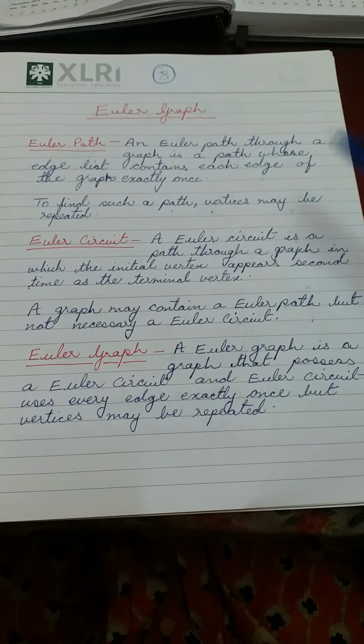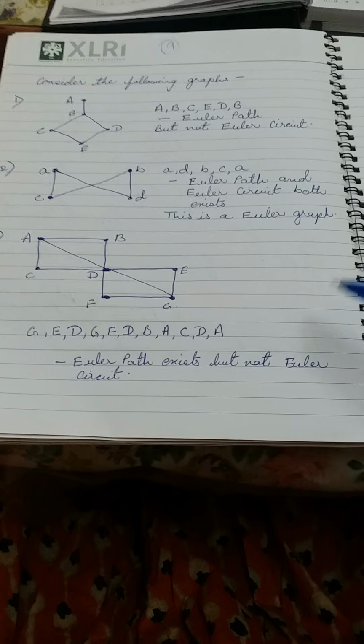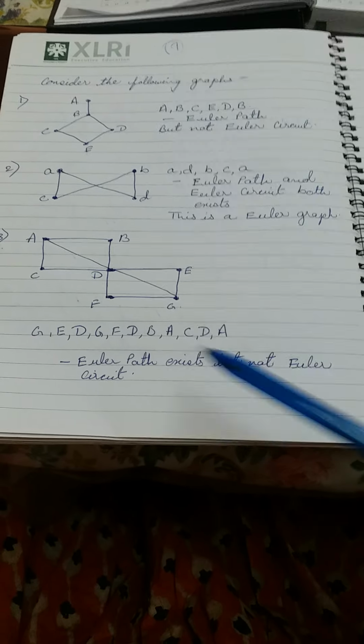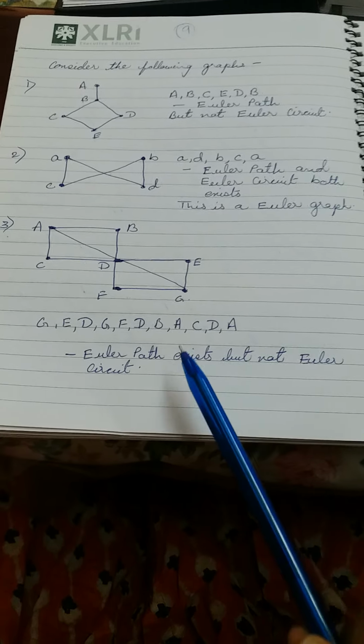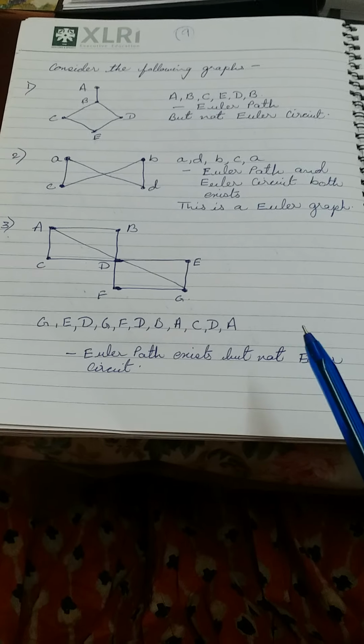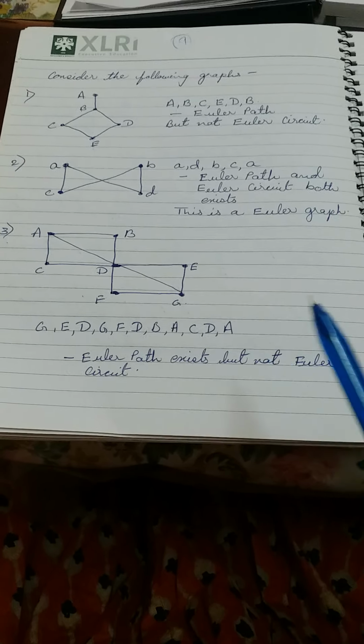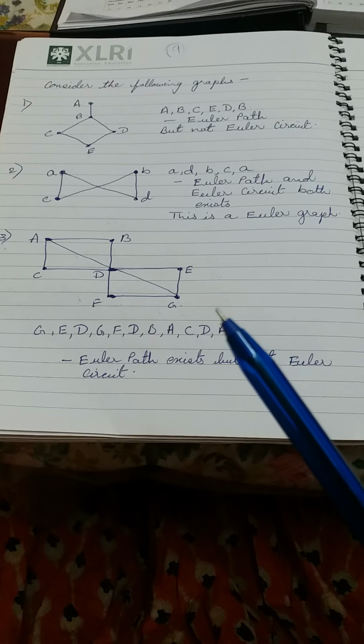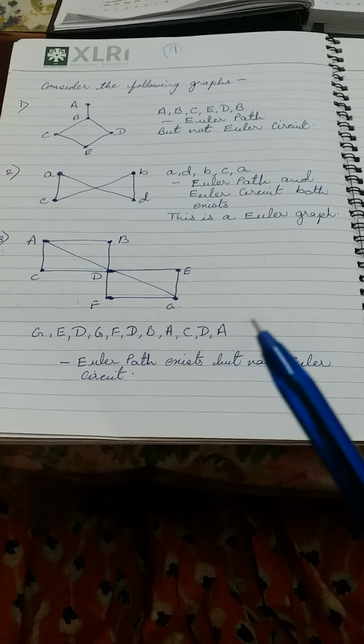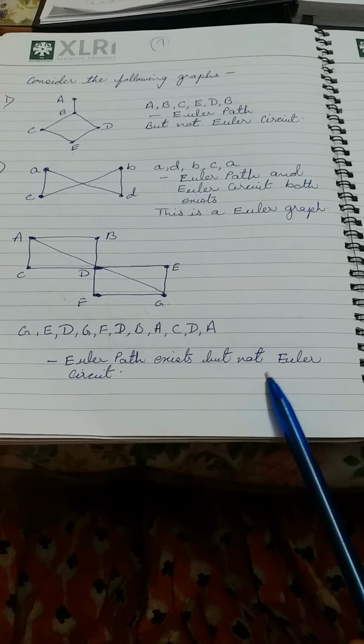Next one is, in this graph there are 7 vertices A, B, C, D, E, F and G. Now see, in this there exists a Euler path. We'll start from G: G, E, D, G, F, D, B, A, C, D and A. Euler path exists but not Euler circuit.